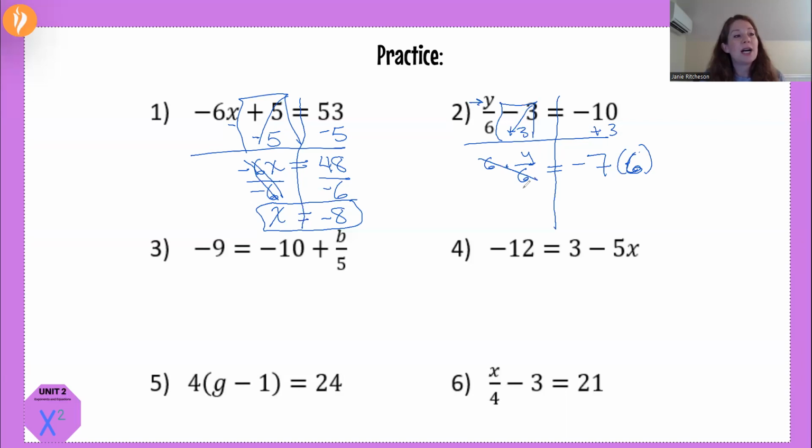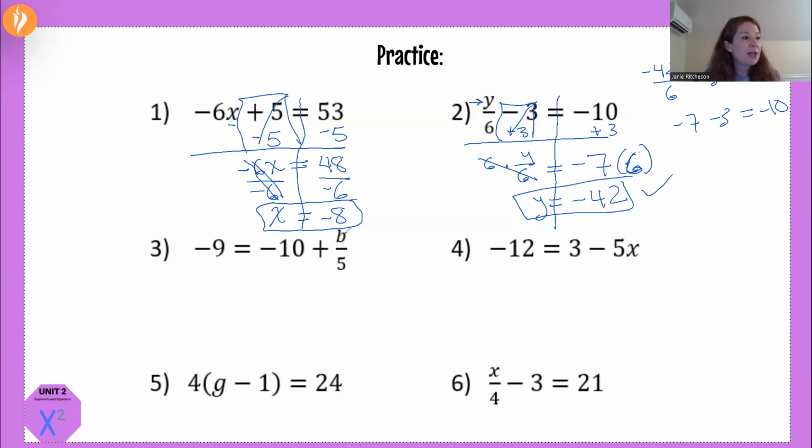So my 6's are gone. Y is equal to -7 times 6 is -42. Did you guys get -42? So if I plug -42 back in, I'd have -42 over 6 minus 3 equals -10. Is that true? -42 divided by 6 is -7, and -7 minus 3 is in fact -10. So I know our answer is correct.